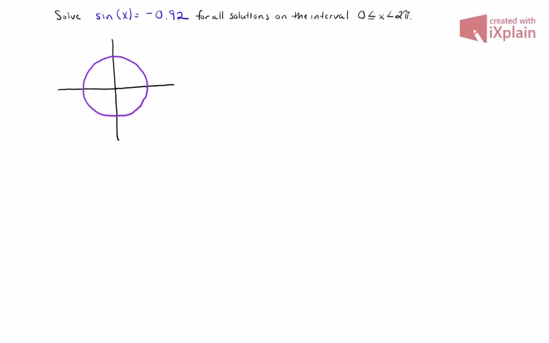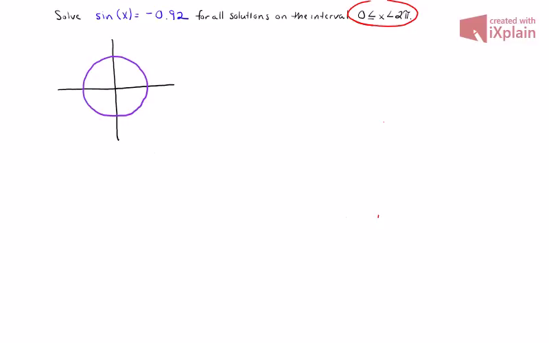The sine of x is equal to negative 0.92 for all solutions on the interval where x is between 0 and 2 pi. So notice this time they're not saying for all possible values. They are restricting your solutions to be within one revolution of a circle. So our domain, we want to keep that in mind.